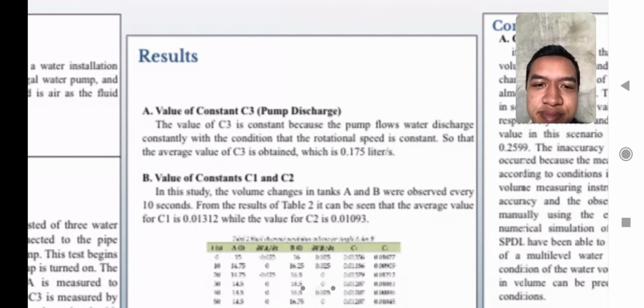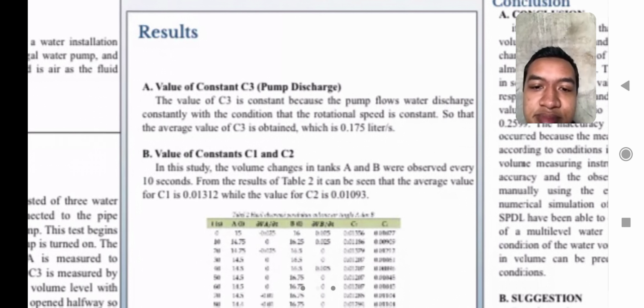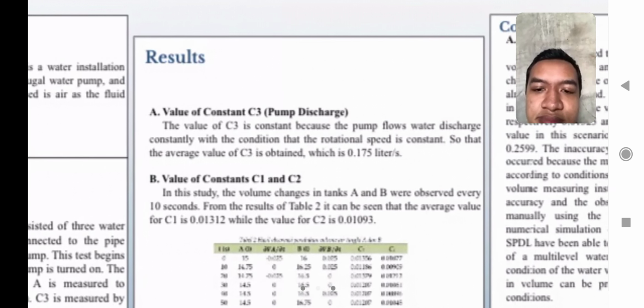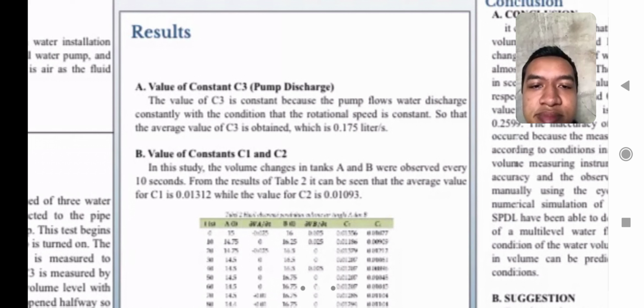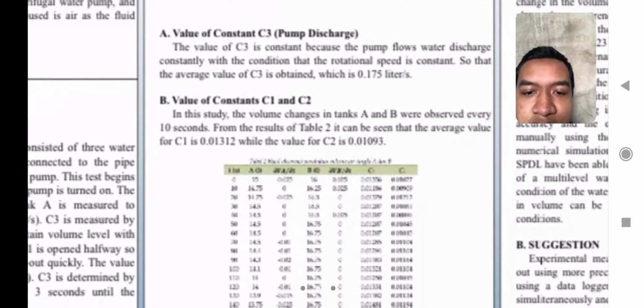Okay, and then the results. A, value of constant C3, pump discharge. The value of C3 is constant because the pump flows water constantly, with the condition that the rotational speed is constant, so that the effective value of C3 obtained is 0.175 liter per second.